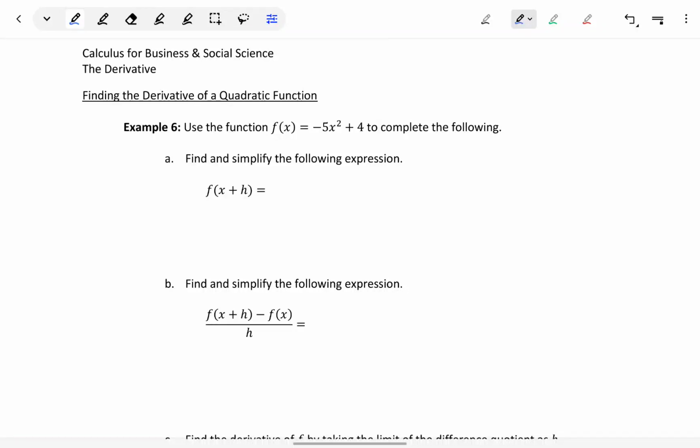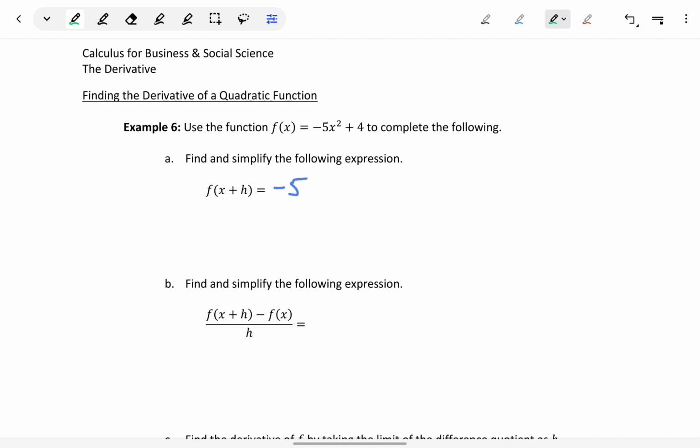Now we want to more or less repeat example 5, but this time we have a quadratic function instead of a linear function. So as our function becomes more complicated, we're going to have more work ahead of us to arrive at this final answer. But our general steps along the way are the same.